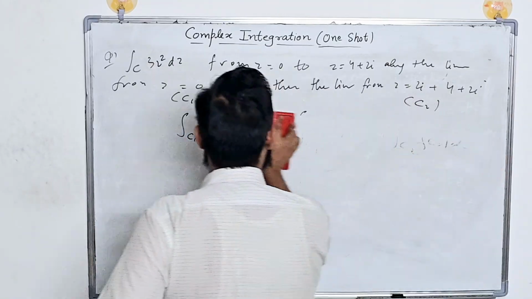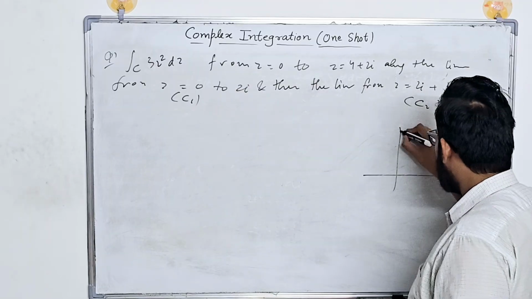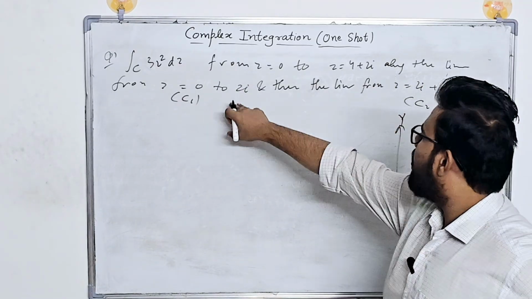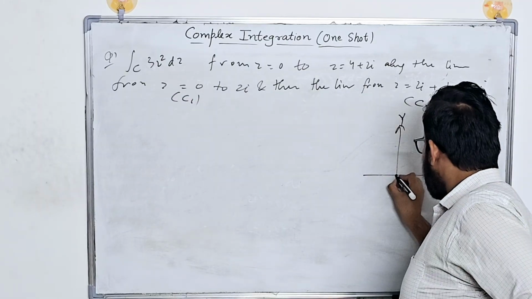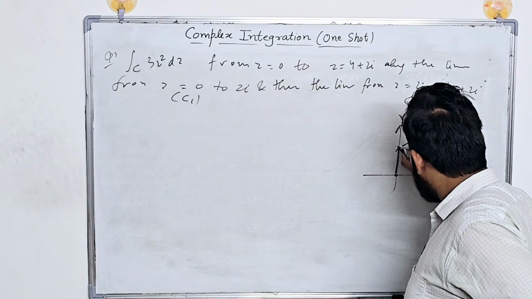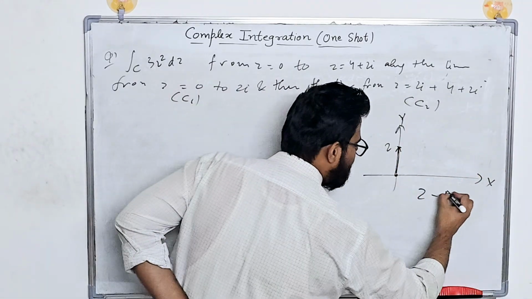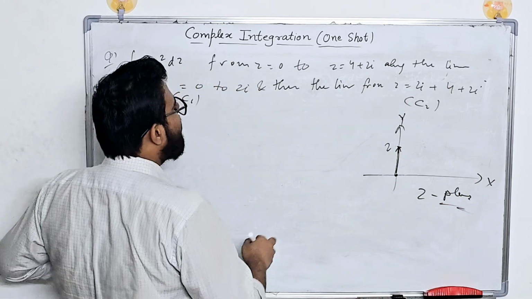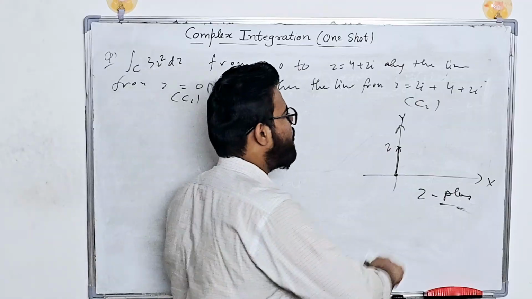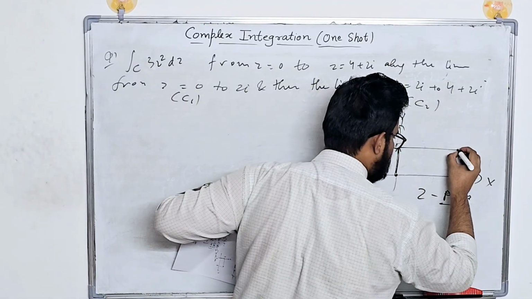So let's calculate it. Let me draw the curve. This is X, this is Y. The line from z equal to 0 to 2i is over here, this 2i. This is the Z plane. And then the line from z equal to 2i to 4 plus 2i, that is this.